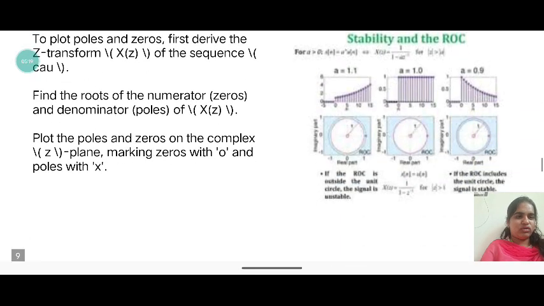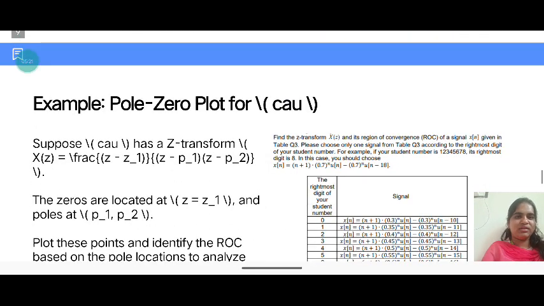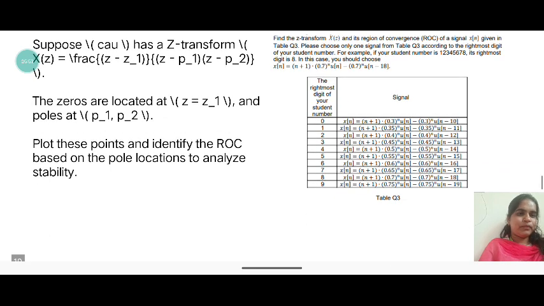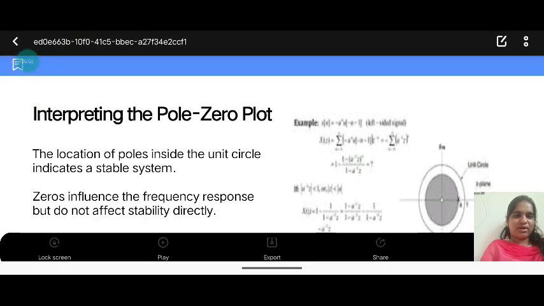These are the diagrams of the ROC and convergence. Explain the pole-zero plot with one example. Suppose a causal system has a Z-transform as a fraction, with a zero at a location, z equals z minus 1, and poles P1 and P2. Plot these points, identify the ROC based on the poles and locations, and analyze the stability. Find the Z-transform and region of convergence of the signal x[n] given in the table. Please choose one signal and I will give the answer accordingly. I mentioned the answer for that.